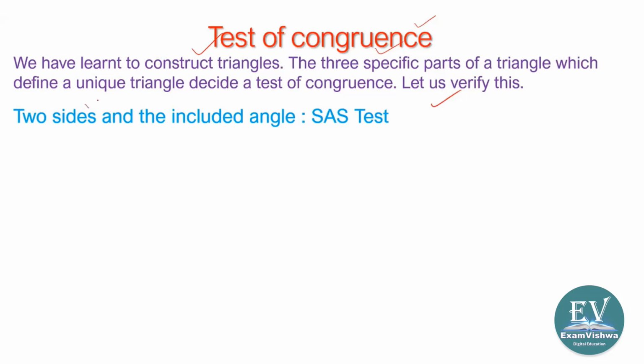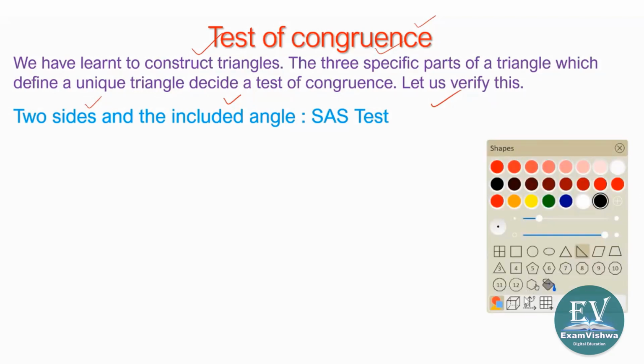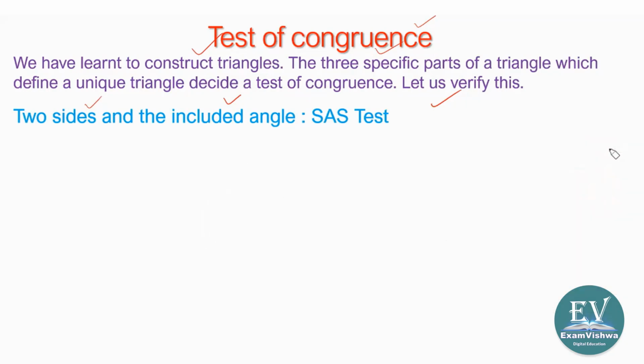The first one for you is: two sides and the included angle of one triangle, if congruent with the corresponding two sides and included angle of the other triangle, then the triangles will be congruent. That means here we are checking the congruency of two sides and the included angle. For that I need a triangle. Let me draw a triangle. While drawing, I should take care that it should be congruent, but at the same time it should have the capacity to prove the verification test.